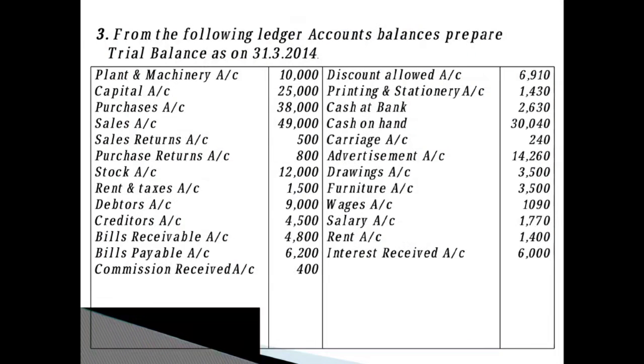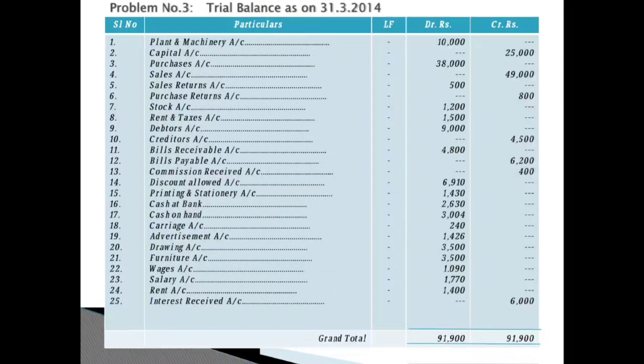The next you have sales returns account, rupees 500. So what it is sales returns? It is a loss for us because whatever the goods we have sold out, we got it return from our customer. So which shows debit balance for us. So you have to record sales returns account, fifth one. Okay, sales returns account which shows debit balance rupees 500.